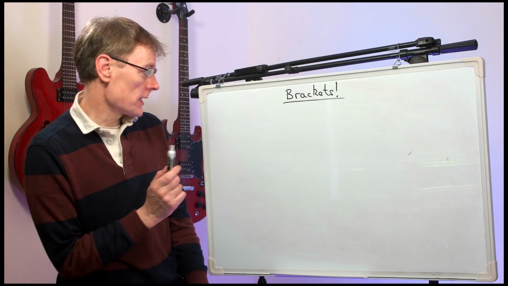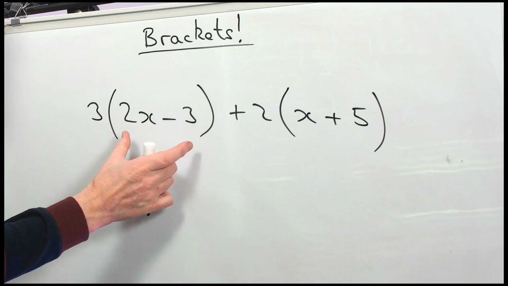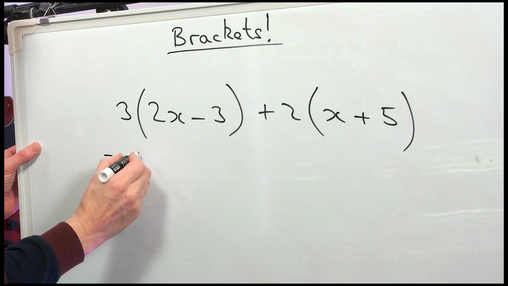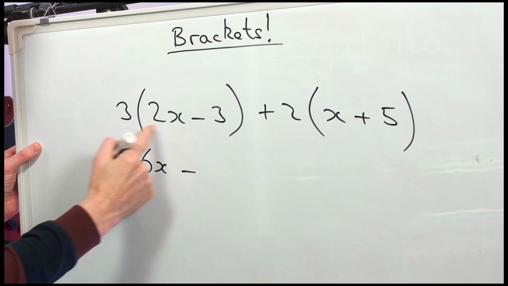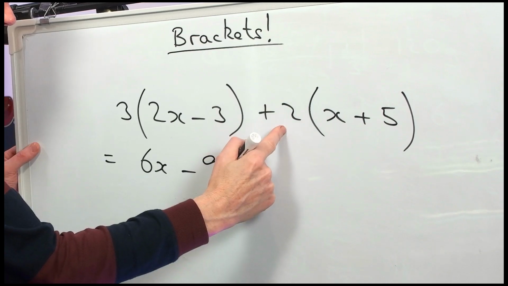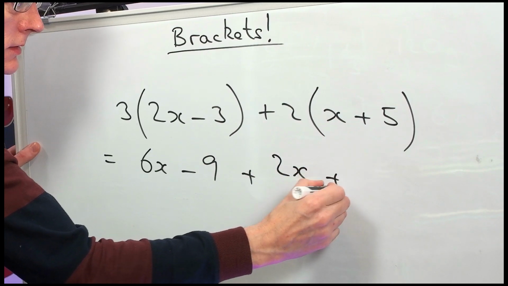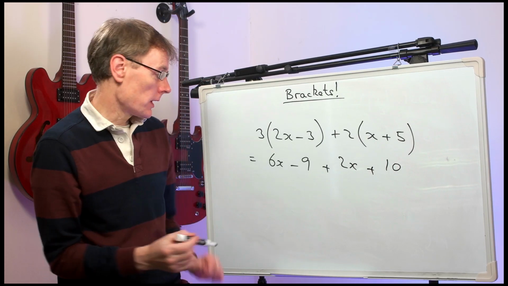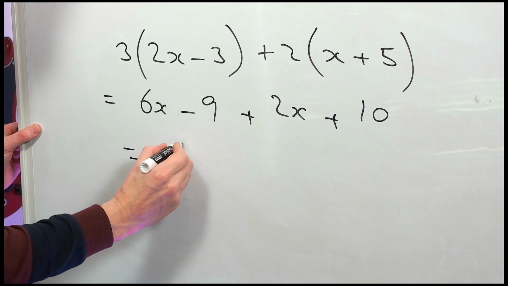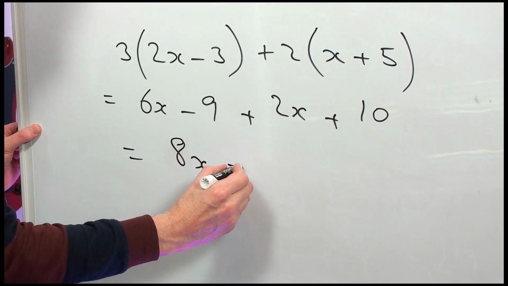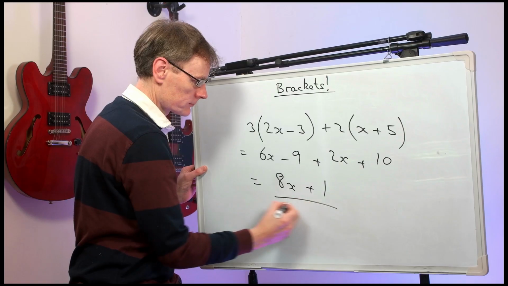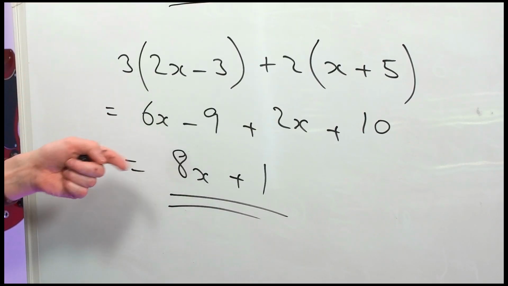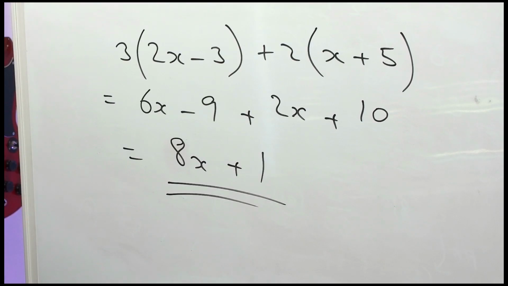So here's a rather complicated looking expression. We can't add these bits together, but we could multiply out the brackets. Let's try it. So 3 times 2x is 6x minus 9 plus 2x plus 10. Okay, it's got worse, but now we could simplify it. 6x plus 2x is 8x plus 1. The minus 9 plus the 10 makes plus 1. So we've made that a lot simpler by multiplying out the bracket and then simplifying it.